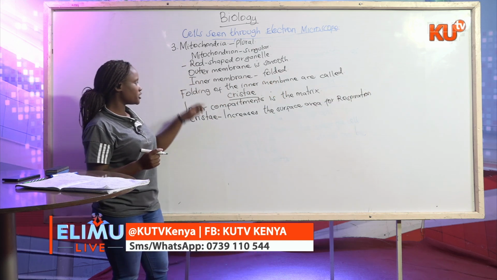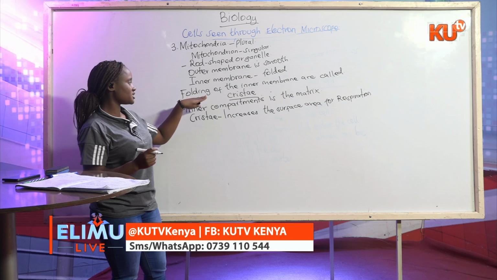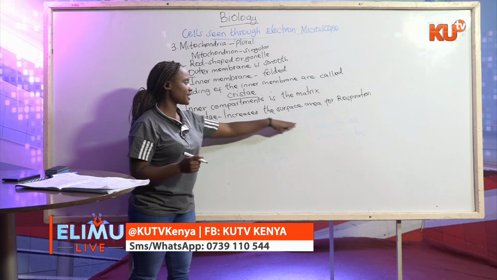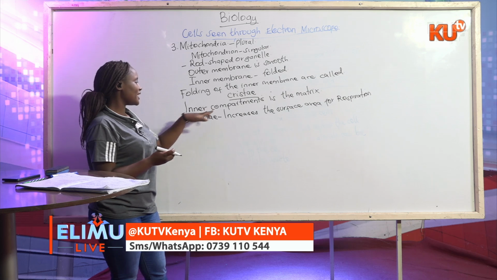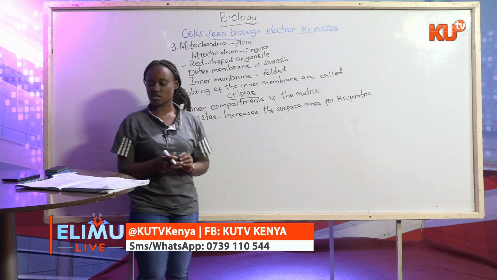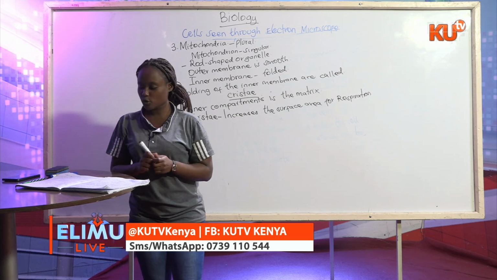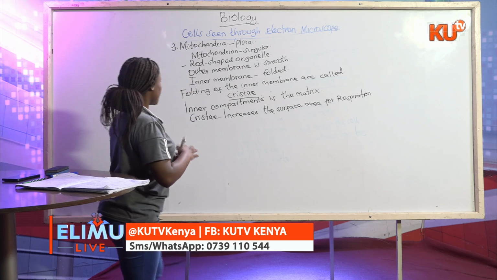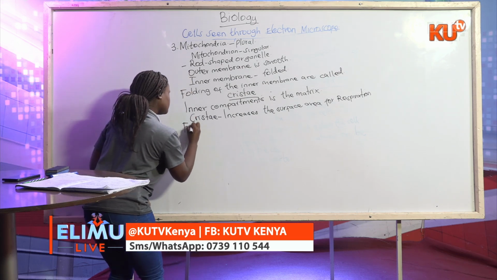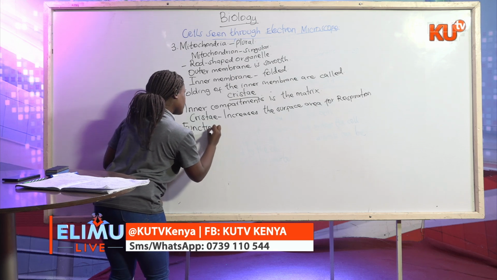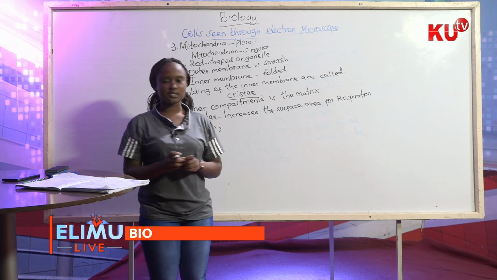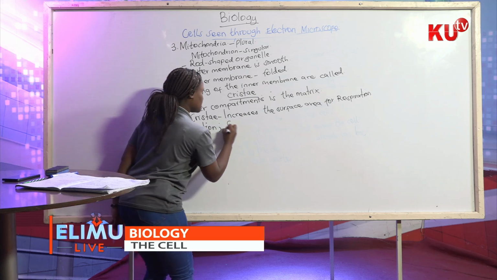The cristae, which is the folding of the inner membrane, increases the surface area for respiration, and then the inner compartment is the matrix. The mitochondrion is the site of cellular respiration. Function of the mitochondria: it is the site of cellular respiration.